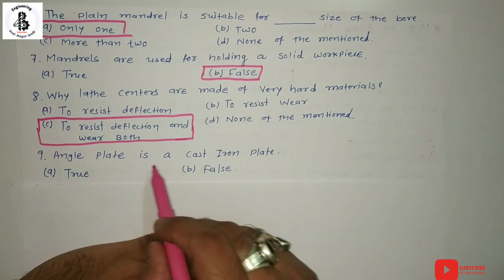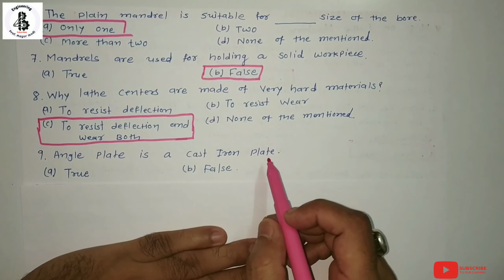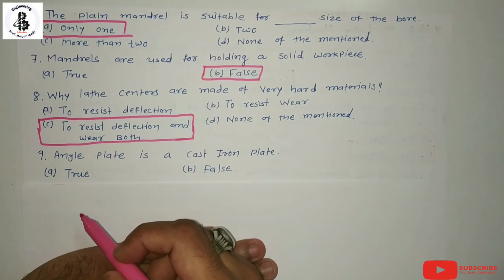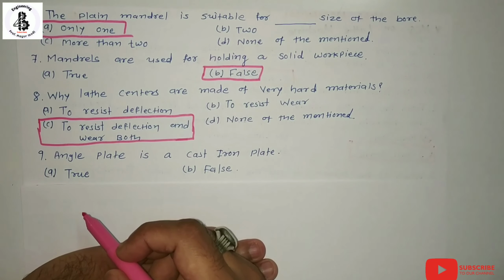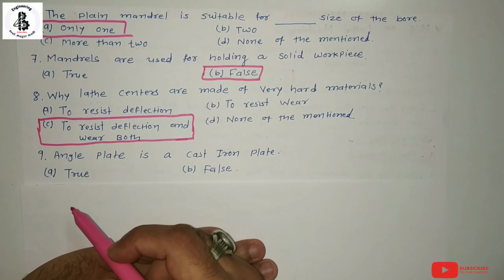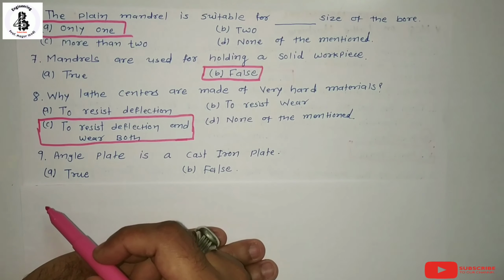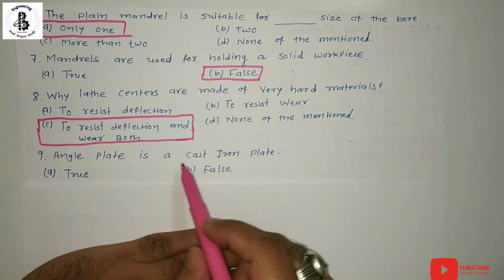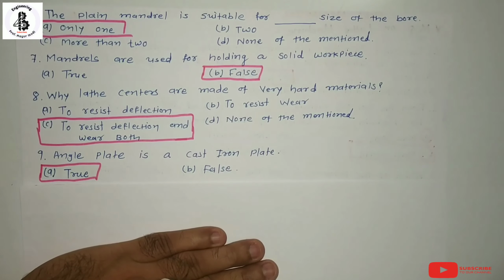An angle plate is a cast iron plate. These angle plates are used for holding uneven-shaped workpieces, and they need some rigidity, so they are made from cast iron. So this statement is the right statement: an angle plate is a cast iron plate. So option A. Then last question.